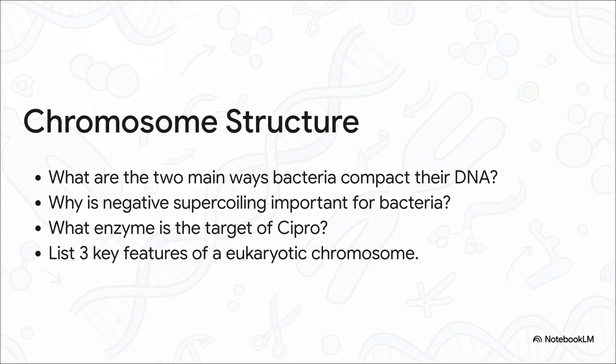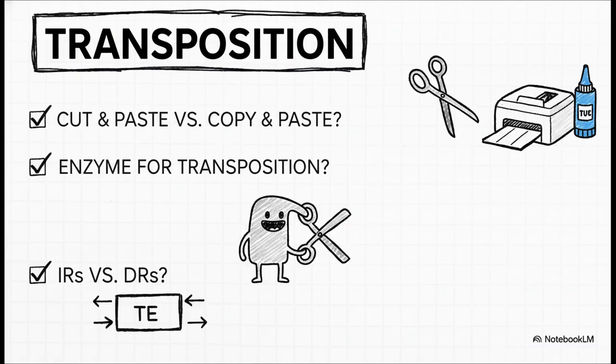All right, what enzyme is the target of Cipro? That's right, it's DNA gyrase. And finally, name 3 key features of a eukaryotic chromosome. You could have said linear, multiple origins of replication, or that they're found in a nucleus. Now, let's do transposition. First, explain the difference between cut and paste and copy and paste. Cut and paste is simple transposition, and copy and paste, or retrotransposition, increases the copy number.